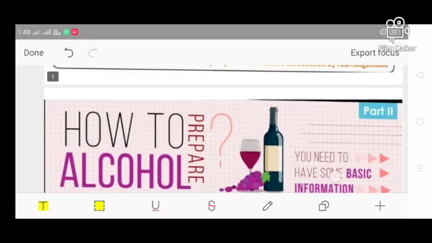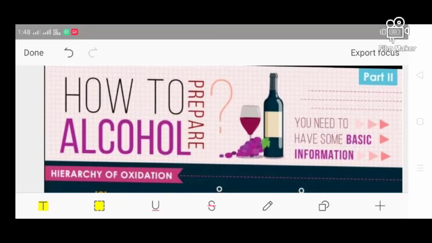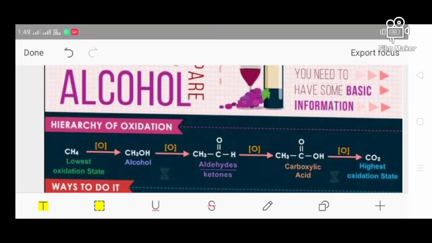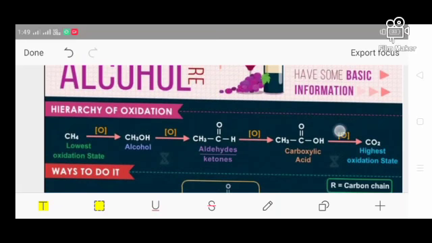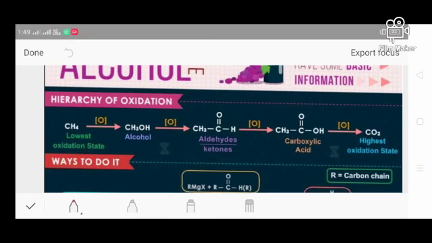Okay, so how to prepare the alcohol? Some basic preparations are there to prepare the alcohol, generally by oxidation. The lowest oxidation state is methane, and when it is oxidized it forms methyl alcohol. It is a very important thing. While the lowest oxidation state has the methyl group, when it is oxidized it forms the alcohol, methyl alcohol.